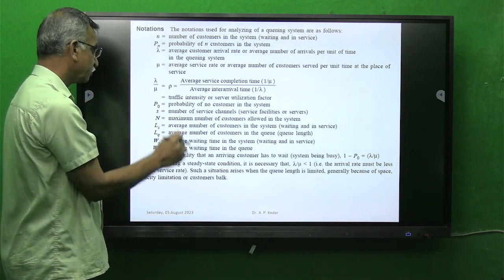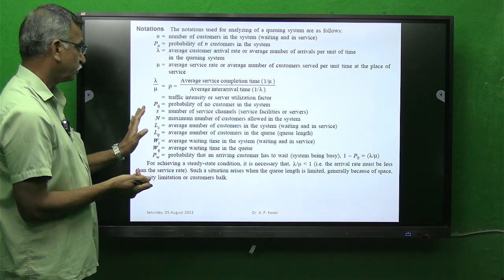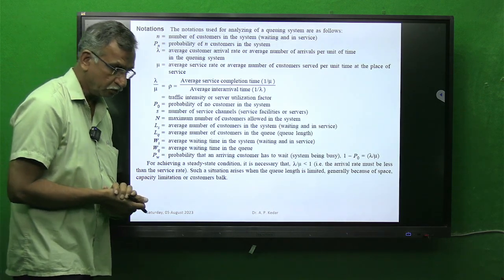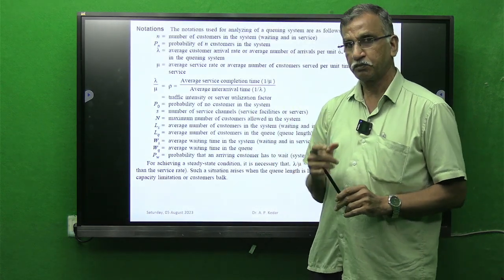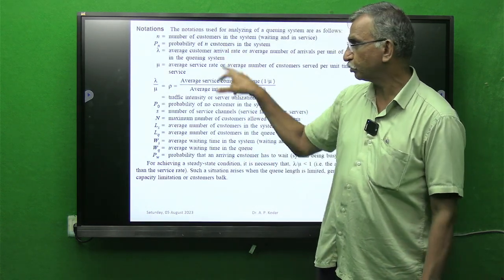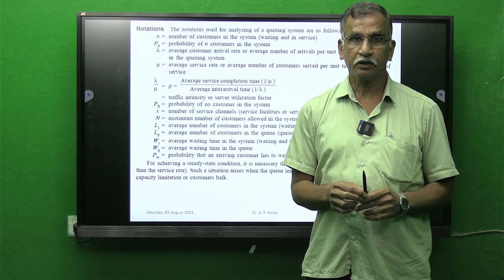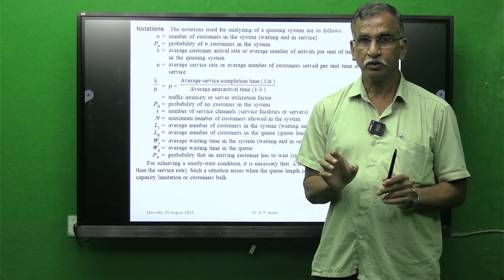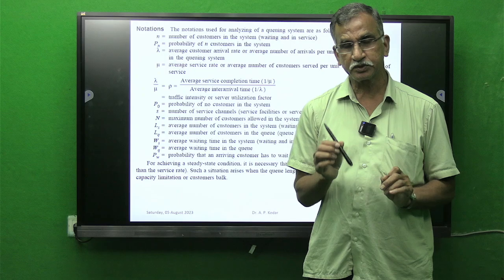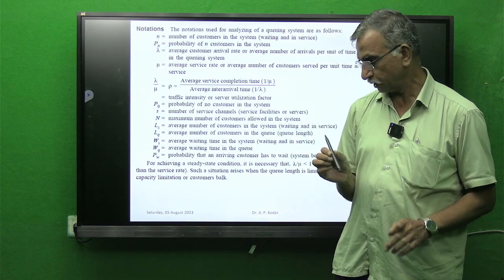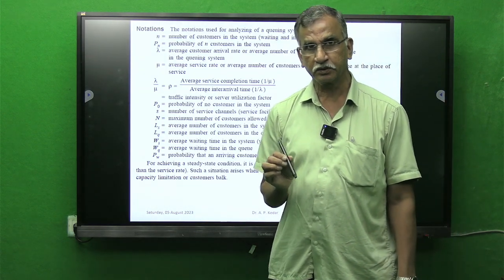And these are the various notations. So what we'll do right now, we'll stop our lecture at this point of time. From the next lecture, we'll go through all these notations and we'll solve problems pertaining to this concept. Till that time, you study the basic concept of the waiting line model. So today I am ending this lecture.